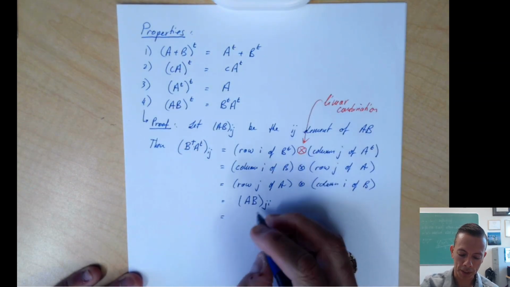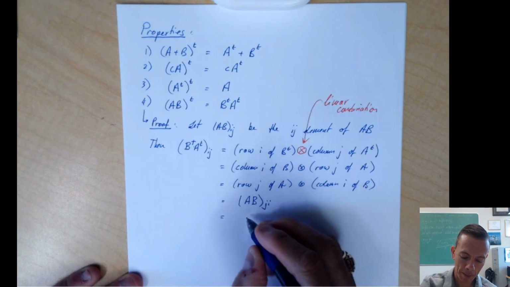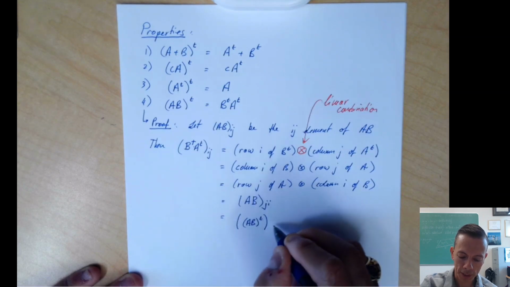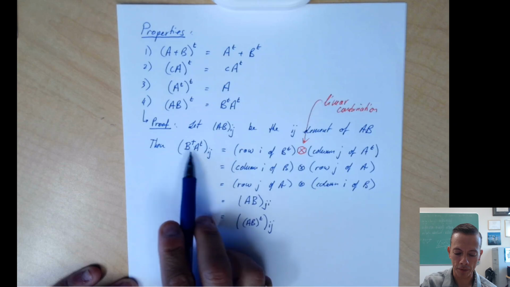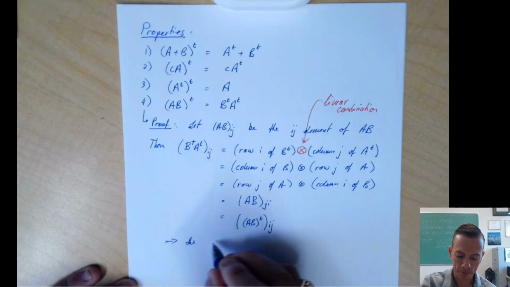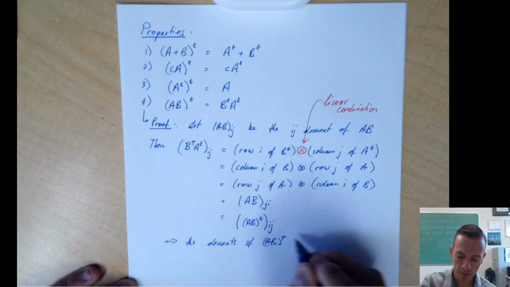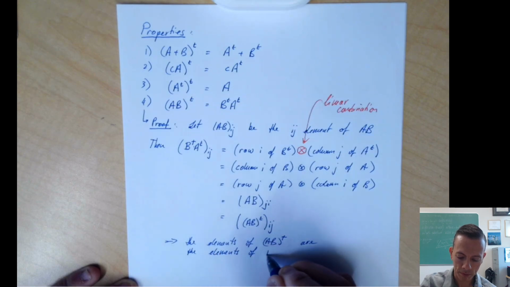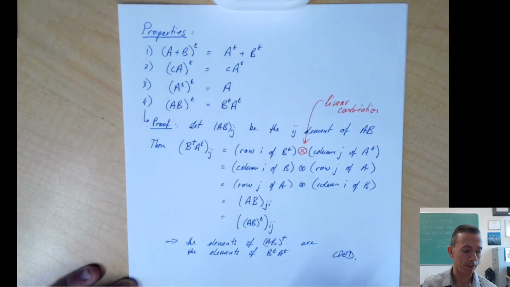Which is, by definition of the transpose, the element IJ of the transpose of this matrix. So it's (AB) transpose, element IJ. Okay, so we see that element IJ of (AB) transpose is the same as element IJ of BTAT. So that proves this theorem right here.